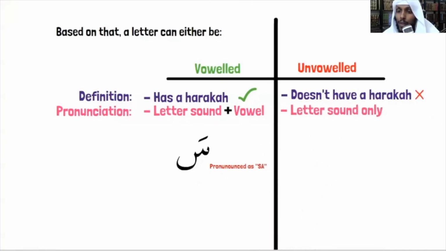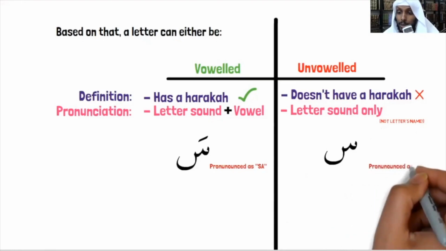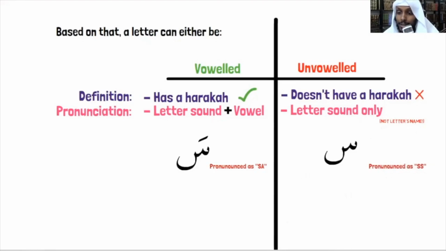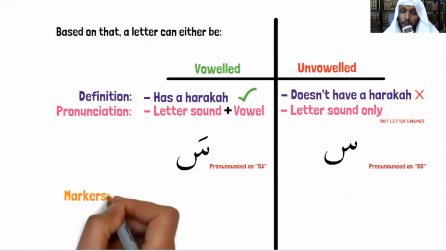Then we come on to the unvoweled letters. What do we have when it comes to the unvoweled letters? How do we pronounce it? The letter sound only. Okay, so no vowel after the letter sound, but not the letter's name. When we say letter sound only, it doesn't mean you say seen. No, s. Just the phoneme, the sound that it makes, pronounced as s. Okay, good so far.